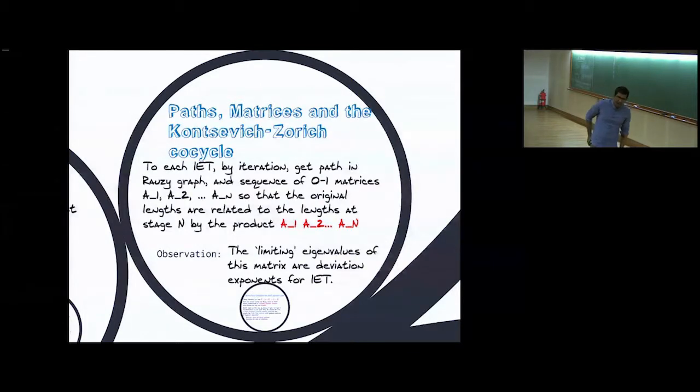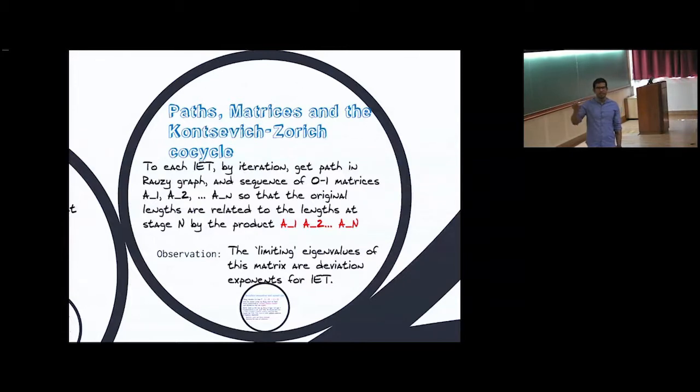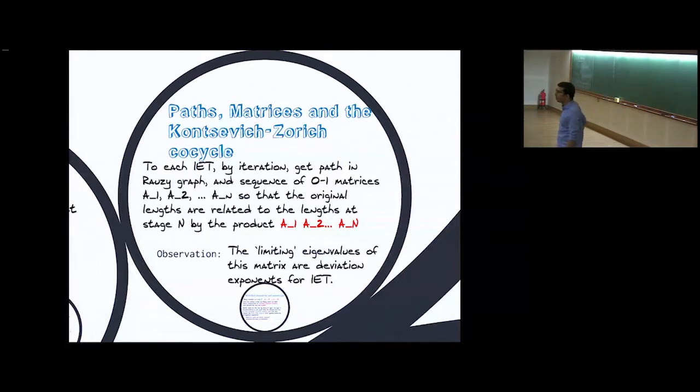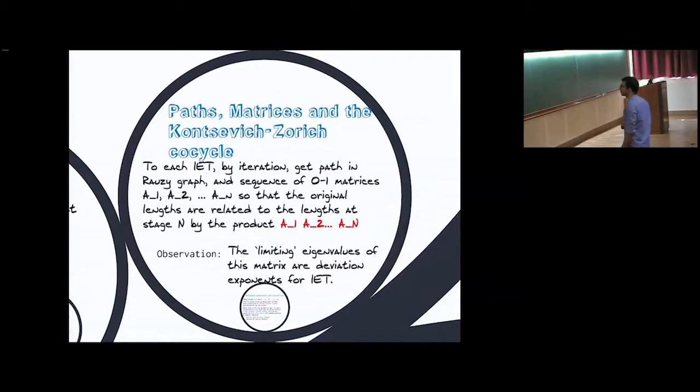In fact, the ij entry of these matrices gives you information about the number of visits from interval i to interval j. And what Zorich observed is that the limiting eigenvalues of the matrix, appropriately normalized, or the limiting logs of the eigenvalues, are exactly the deviation exponents for the IET. This is the key observation relating Lyapunov exponents and deviation of ergodic averages. Okay, this takes some time to process. And in fact, you can't really process it unless you actually work out a couple of examples.